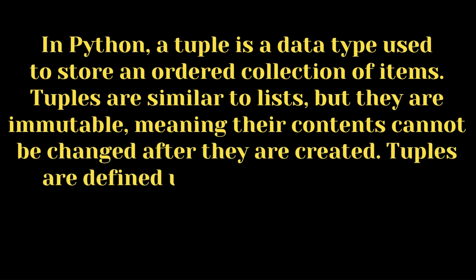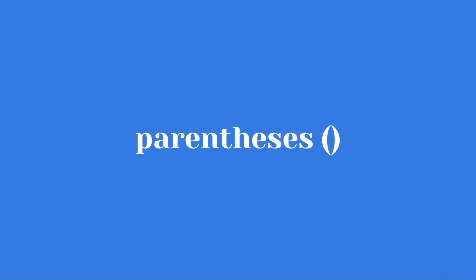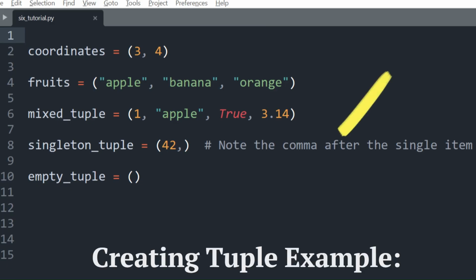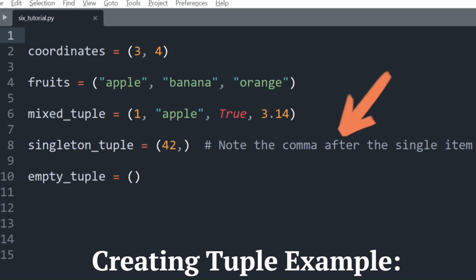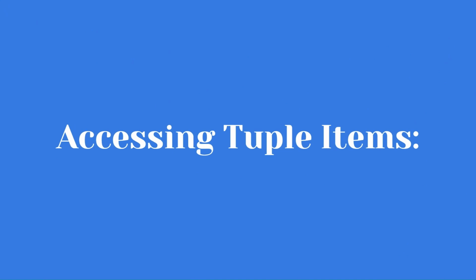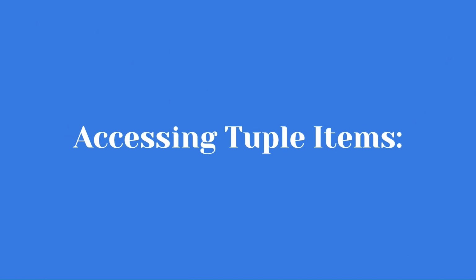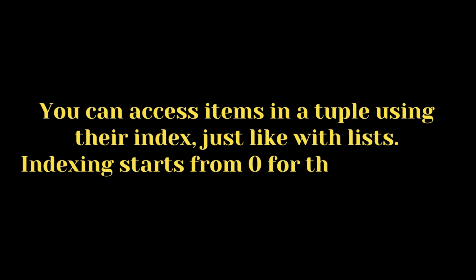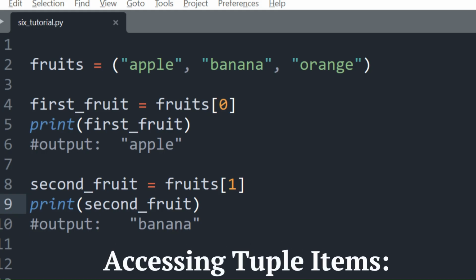Tuples are defined using parentheses, and the items within the tuple are separated by commas. These are examples of how you can create a tuple and store multiple values in Python. Accessing tuple items. You can access items in a tuple using their index, just like with lists. Indexing starts from 0 for the first item. Here is the example, run the Python file to see the expected result.